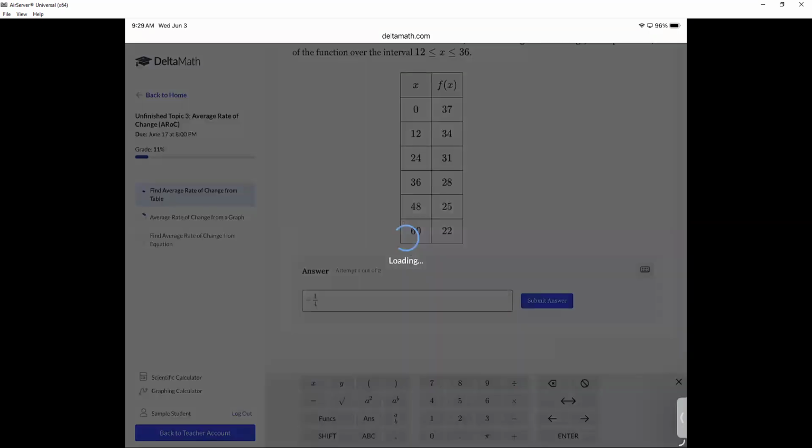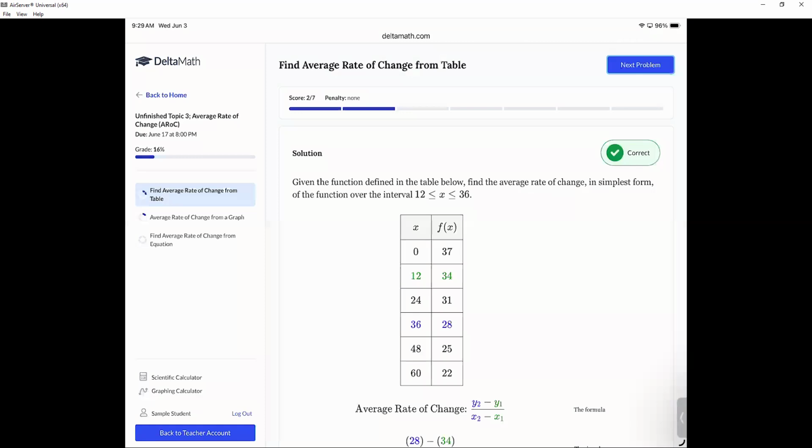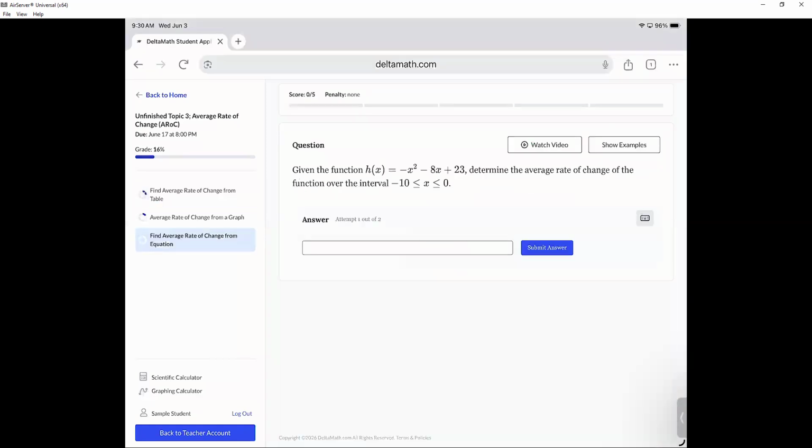Now I'm going to show you, it's basically the same thing, even if they give you a function. They've got to tell you the x values to use. So for this one, I'm just going to go straight to the calculator, and I'm going to let the calculator help me with this one.